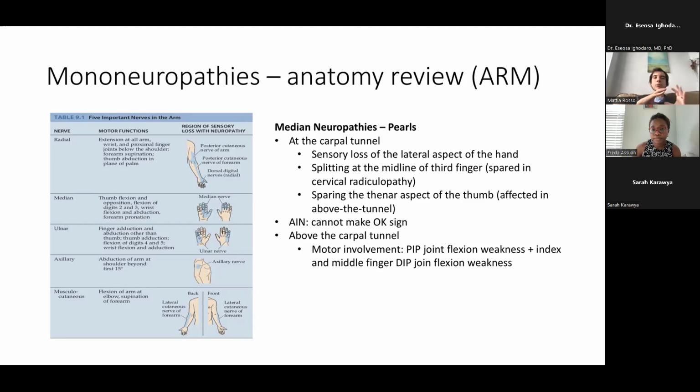Now, an important one to remember, and this is, again, I think for med students, the carpal tunnel is the one thing to remember. There is something which is more, I think, important for neurologists here, which is knowing the AIN, the anterior interosseous nerve, which is a motor-only nerve that's part of the median nerve, and it's the one that's important to make an OK sign. So you can remember this as the mnemonic AOK. So AIN, you cannot do an OK sign.